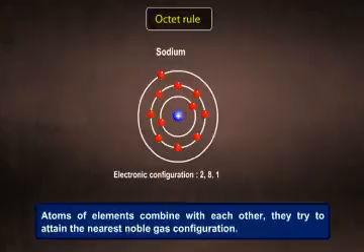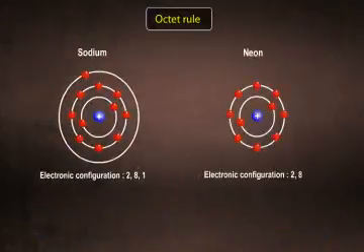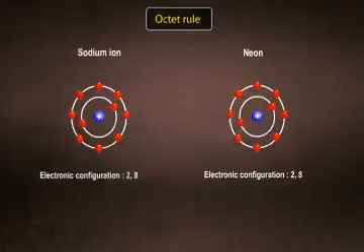Now in this case, as you can see, if sodium has to attain the nearest noble gas configuration, which one is that? Yes, that is neon. All sodium has to do is lose one electron. So sodium always combines with other atoms by losing one electron. It's all done for stability.